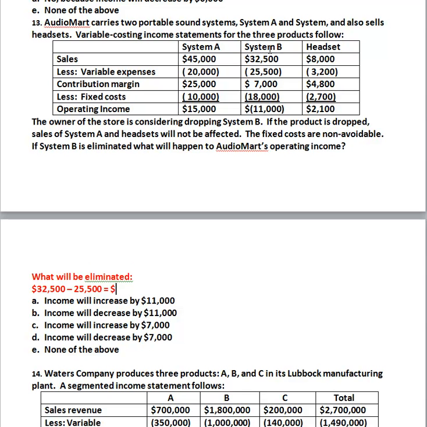So basically, that leaves you with $7,000 of profit. So if we eliminate B, we will actually lose $7,000 of income. So income would decrease by $7,000. So your answer on 13 is D.